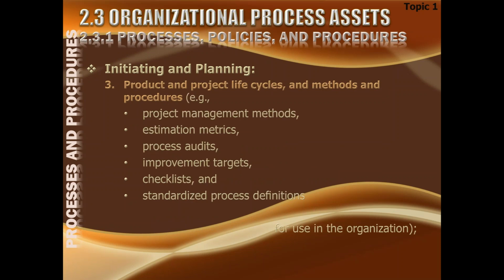Then we have the product and project lifecycle. Organizations usually have customized product and project life cycles and the methods and procedures for doing project management. Therefore, they can be advised and followed, and this could include the project management method, estimation metrics, process audits, improvement targets, checklists, and standardized process definitions.